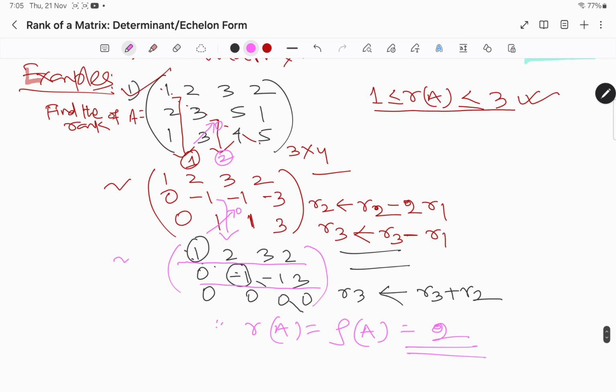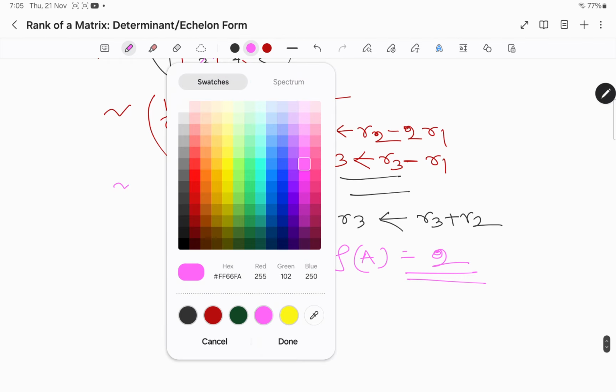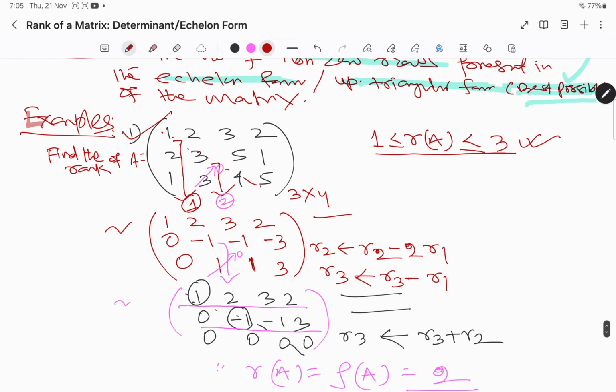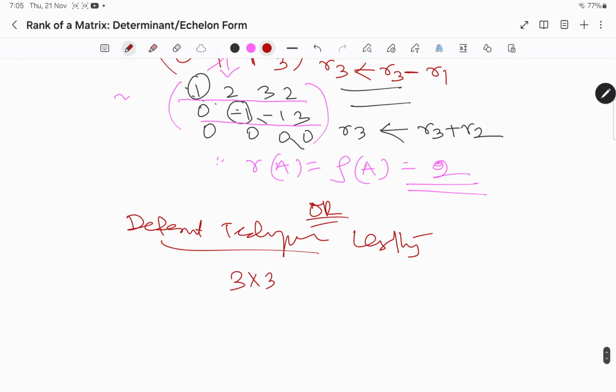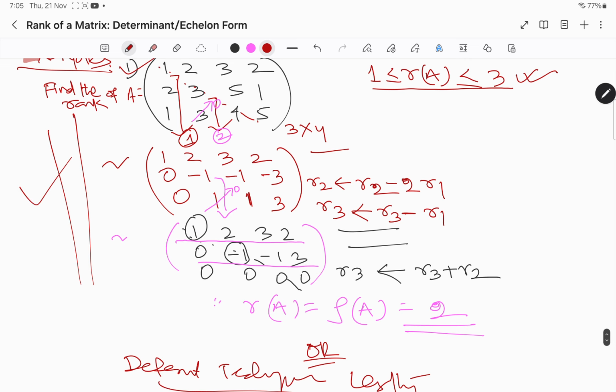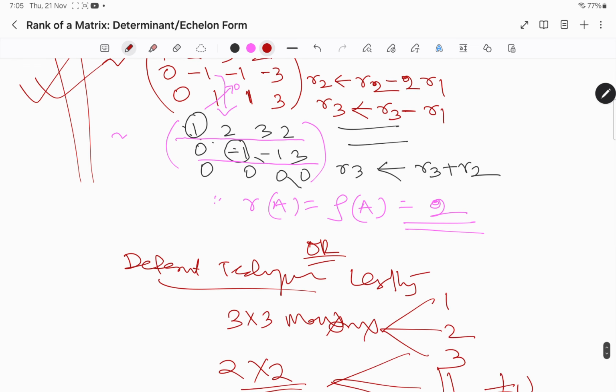Now however, if I want to solve this problem by the determinant technique, it will be a lengthy one, because first I have to try 3 by 3 matrices. How many such 3 by 3 matrices are there? 3. Then I have to try 2 cross 2 matrices. Then I find any one of them is not equal to 0 here, but this echelon form gives you a better approach. Exactly, I am not bringing it to echelon form. If I want to bring it to echelon form, then what do I have to do?